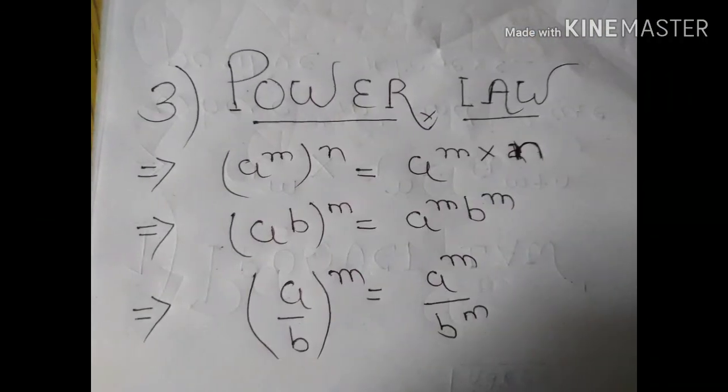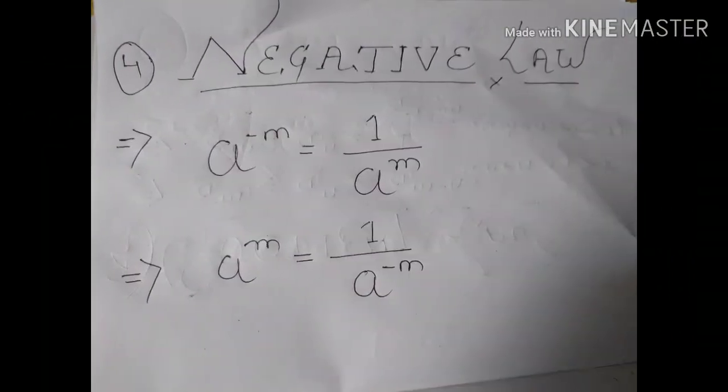So for the third, we have a power law. A to the power m, raised to another power n, is equal to a to the power m into n, and ab to the whole power m is equal to a to the power m into b to the power m, and a by b to the whole power m is equal to a to the power m by b to the power m.